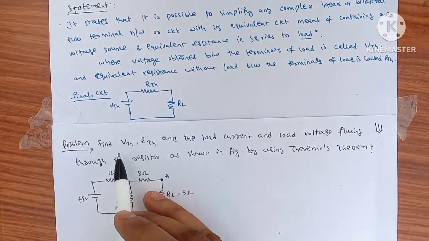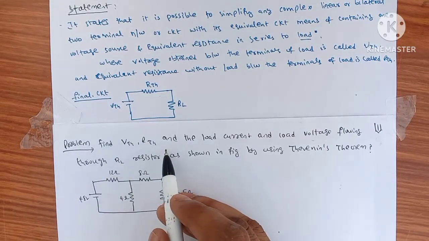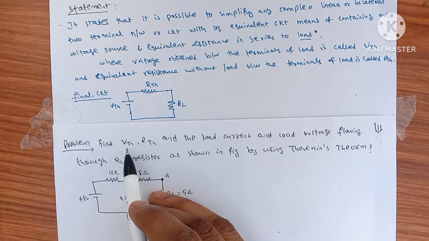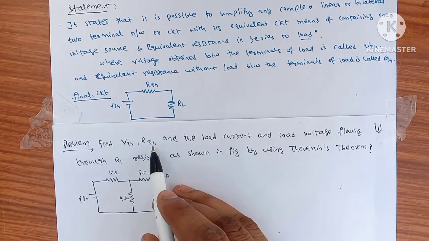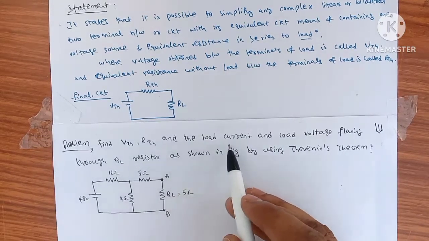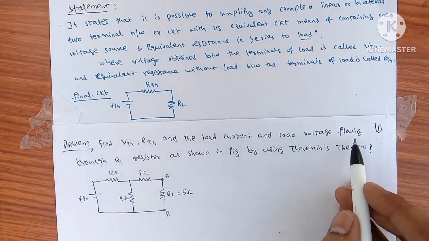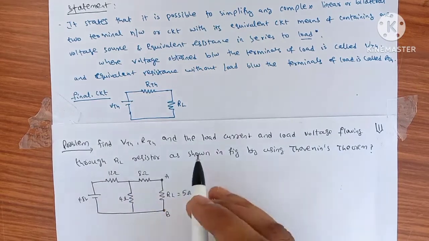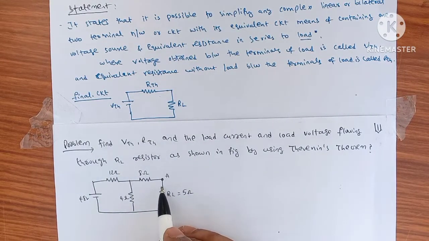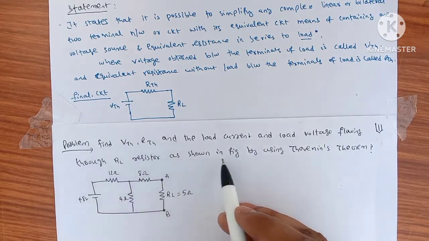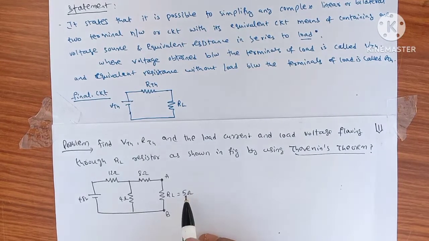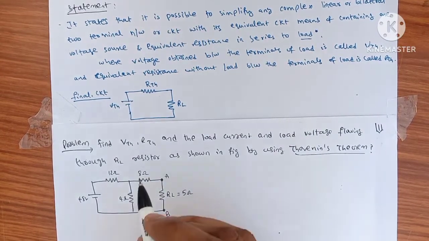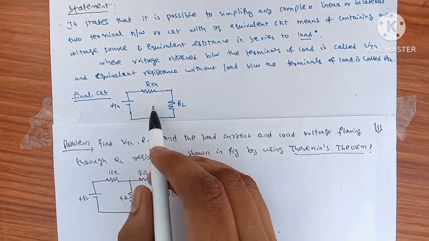What is the question given? Find VTH and RTH, nothing but Thevenin's voltage and equivalent resistance without load, and the load current and load voltage flowing through RL. Here we should find current through RL and voltage across RL as shown in the figure by using Thevenin's theorem. Now what we want to do, we should convert this circuit into this form of circuit.